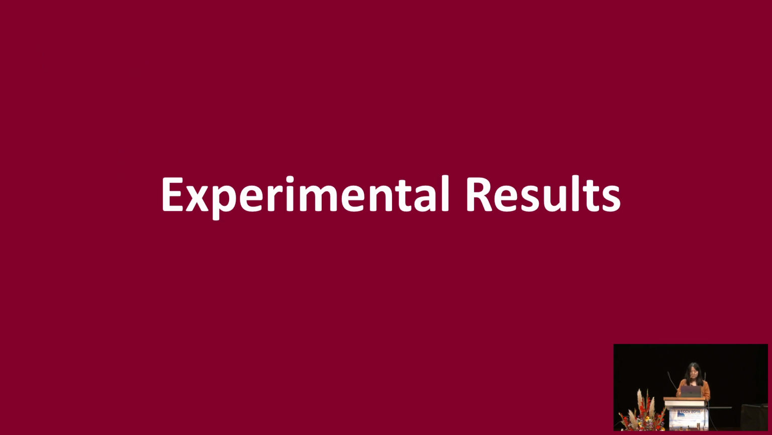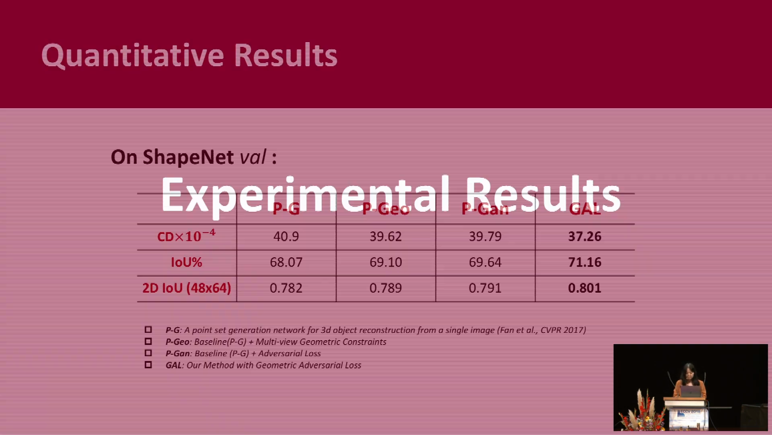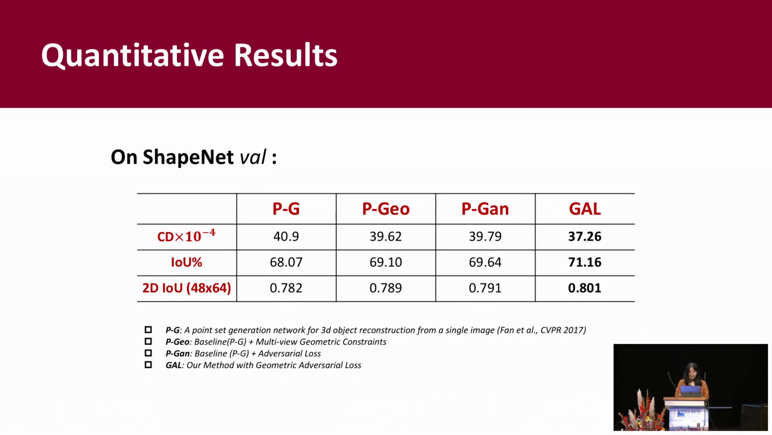Next, I'll show some experimental results. We perform our experiments among different methods on the ShapeNet dataset, which is a large collection of textured CAD models. The performance is evaluated with the point cloud-based chamfer distance, voxel-based intersection over union, and the 2D projection intersection over union. We could see in this table that the final GAL model could outperform the baseline in these three evaluation metrics.